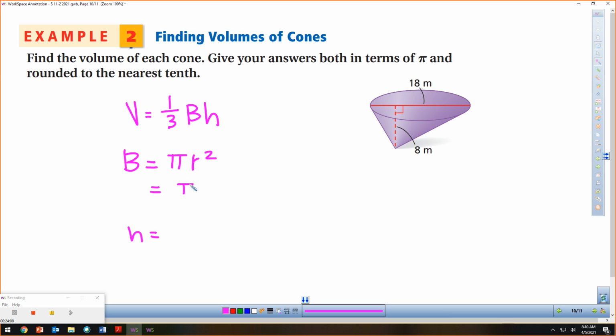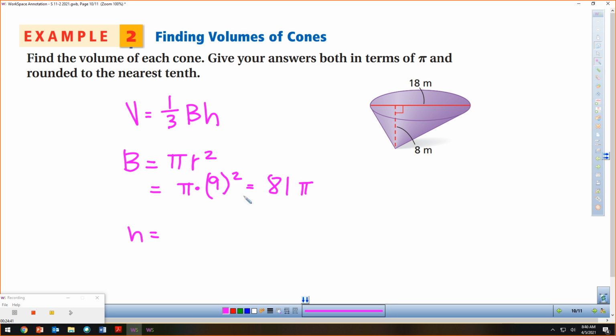So I have pi. What is my radius of my base? The radius of my base. 9. The diameter, the whole thing, is 18. So remember, your radius is half of the diameter. So that means my radius equals 9. So I have pi times 9 squared. And when you multiply that out, you get 81 pi. Okay? We're leaving it in terms of pi and rounding. So our first answer is going to have pi in it. Our second one we're going to find as a decimal. Okay? So there's the area of my base.